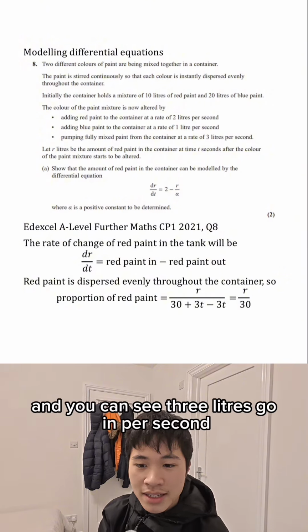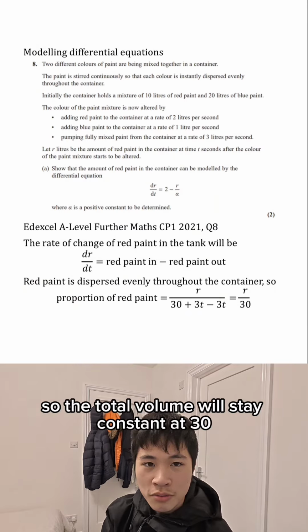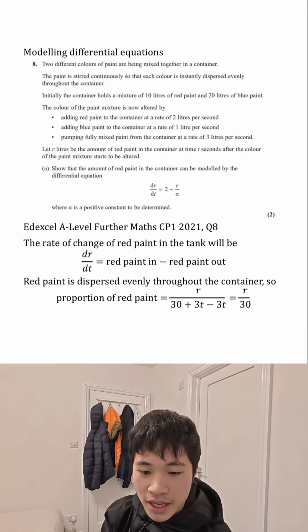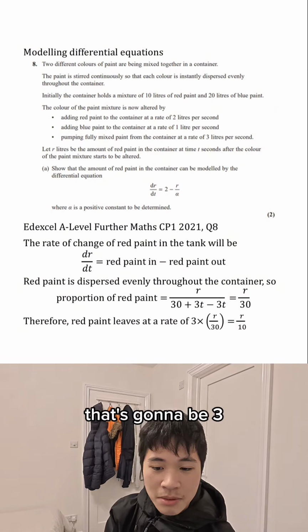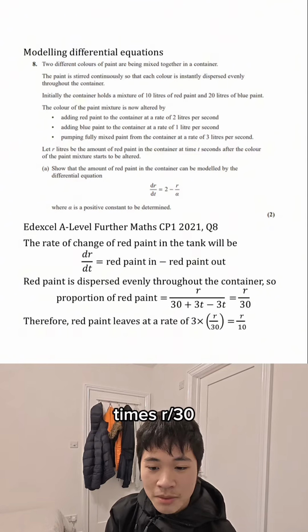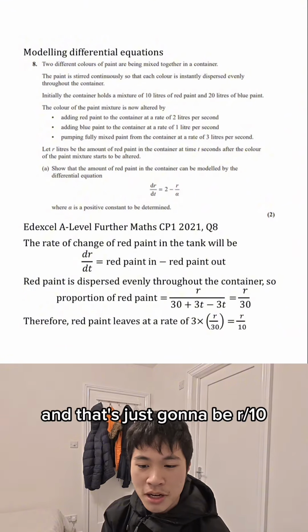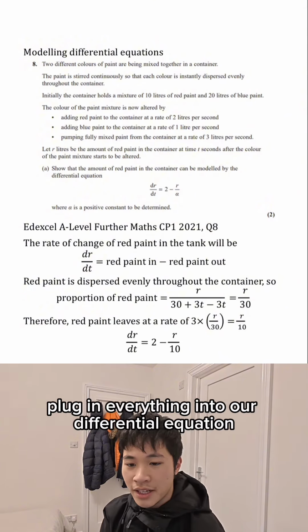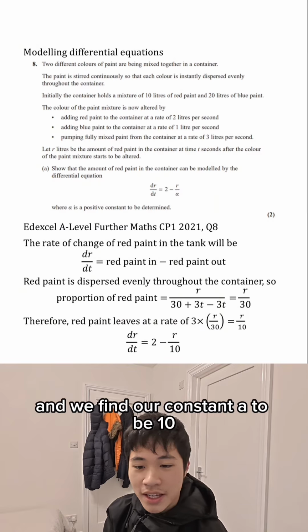And you can see 3 litres go in per second and 3 litres go out per second, so the total volume will stay constant at 30. So we can find the rate at which red paint leaves the container. That's going to be 3, which is the total volume leaving the container, times R over 30, which is the proportion of red paint in the container, and that's just going to be R over 10. Plug in everything into our differential equation, and we find our constant A to be 10.